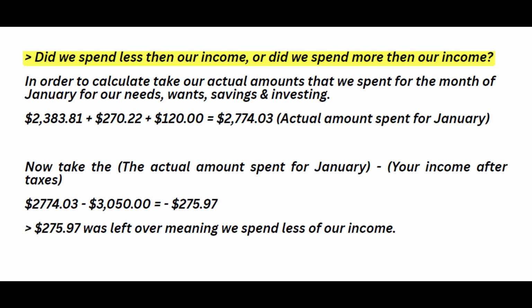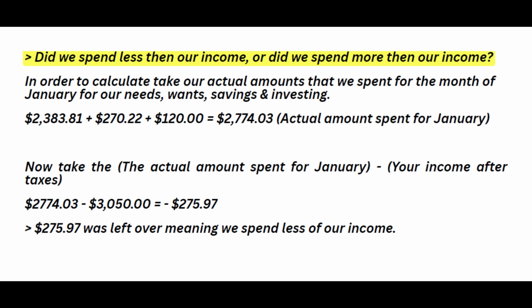Now an important question would be, did we spend less than or more than our income? To calculate this we have to take our actual amounts that we spent for the month of January for our needs, wants, and savings and investing. So that would be $2,383.81 plus $270.22 plus $120 equals $2,774.03. This is the actual amount that we spent in the month of January.